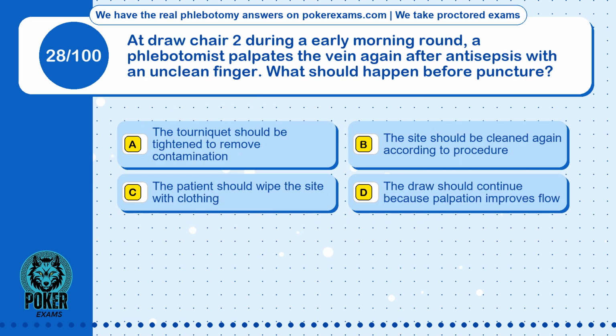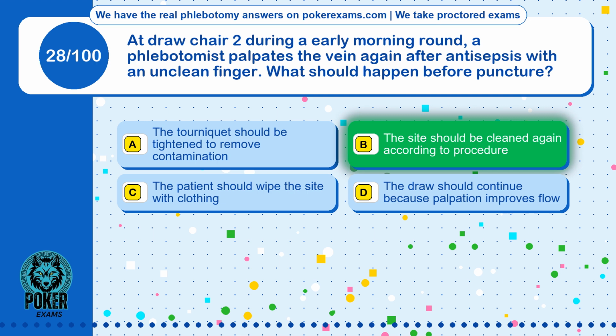Question 28. At draw chair 2 during an early morning round, a phlebotomist palpates the vein again after antisepsis with an unclean finger. What should happen before puncture? Option A: the tourniquet should be tightened to remove contamination. Option B: the site should be cleaned again according to procedure. Option C: the patient should wipe the site with clothing. Option D: the draw should continue because palpation improves flow.